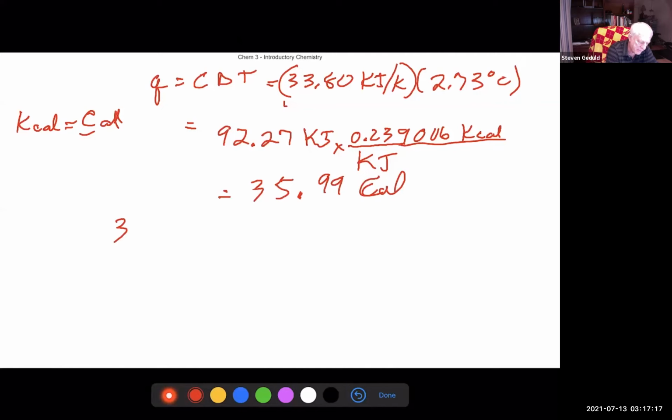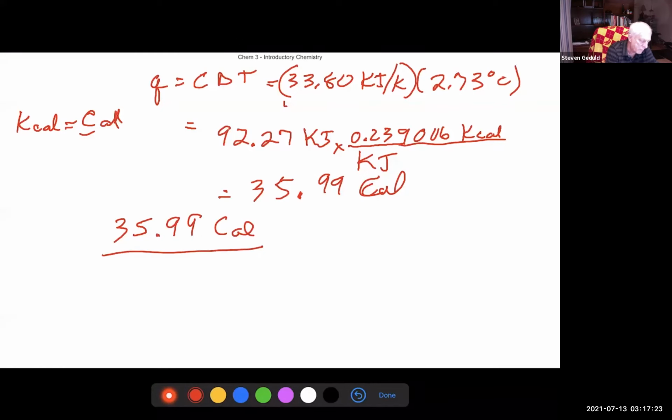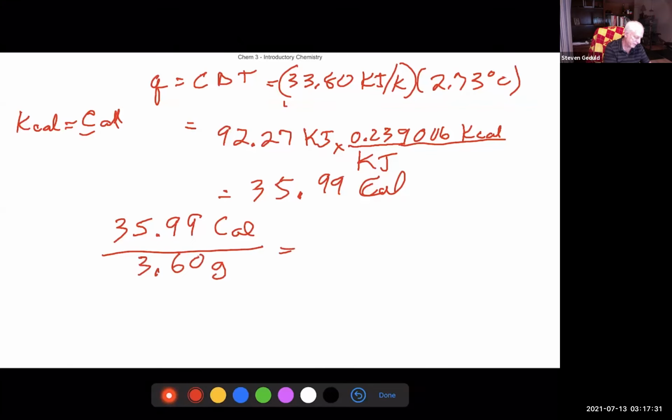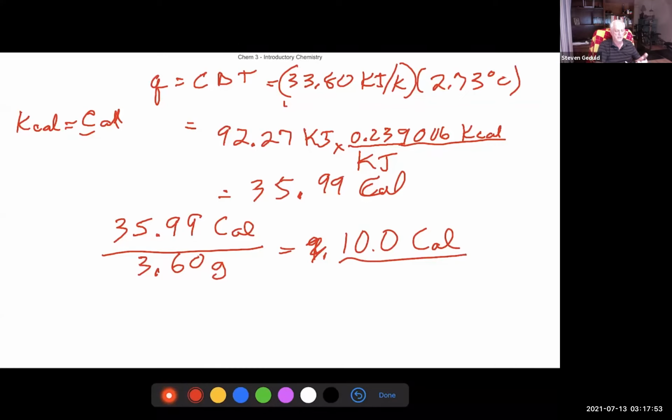So you've got 35.99 calories with a capital C per 3.6 grams. So how much is it per 1 gram? This is calories per gram. So it's 35.99 divided by 3.60 equals 9.99. That makes it 10. It's roughly going to be 10.0 nutritional calories per gram of the candy. Does that make sense?